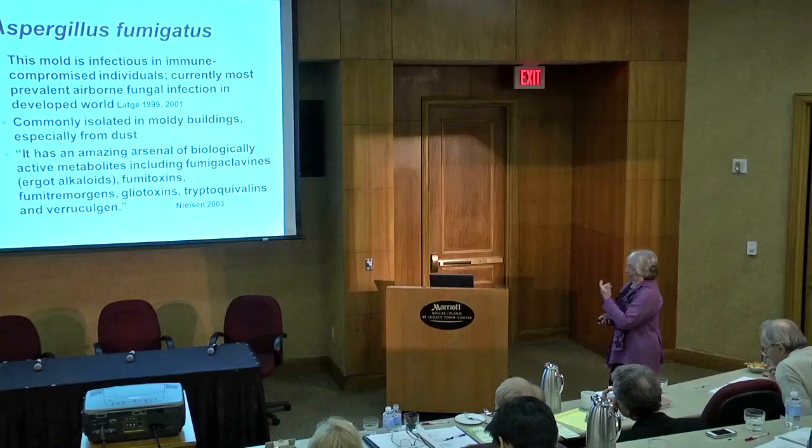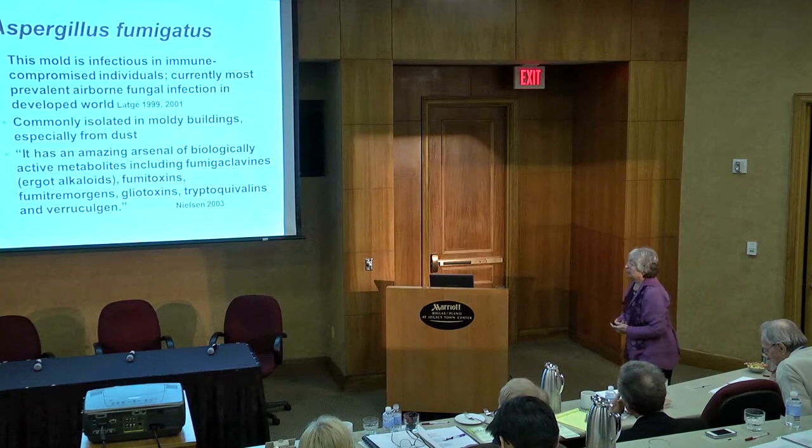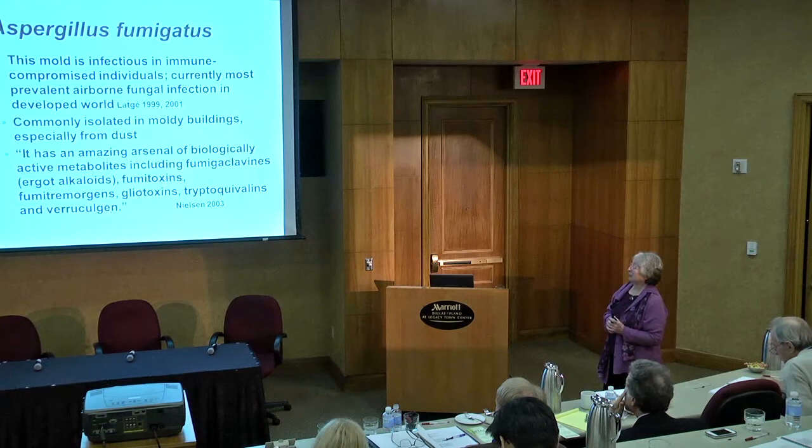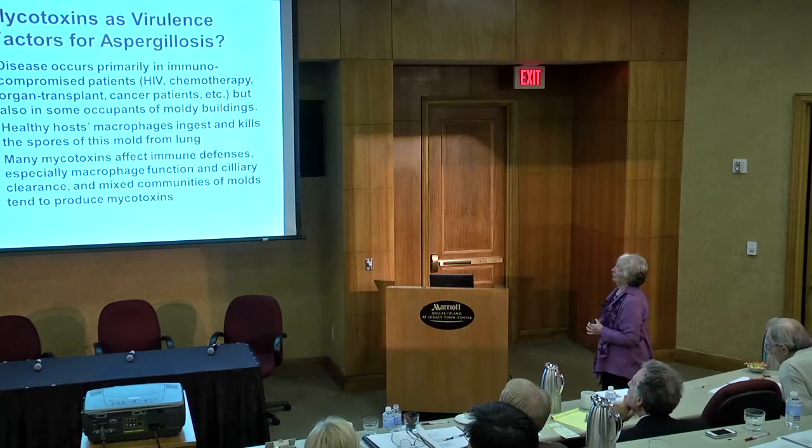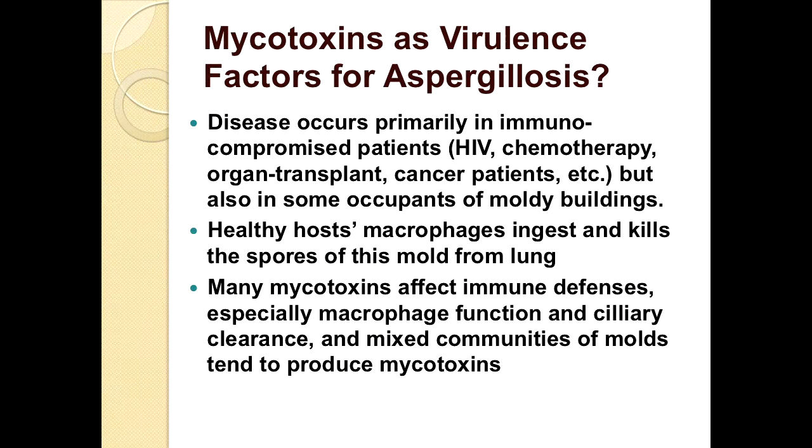Aspergillus fumigatus is commonly isolated in molding buildings, especially from dust. And as Nielsen said, it has an amazing arsenal of biologically active metabolites, including many others. And it produces gliotoxin, which has already been addressed in a previous talk. So the question is, are the mycotoxins from A. fumigatus a virulence factor for aspergillosis?